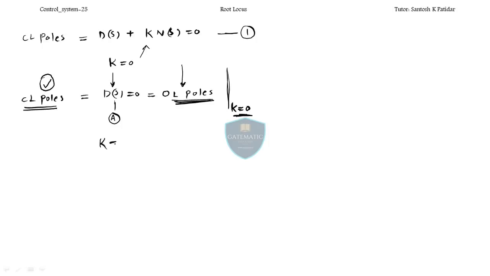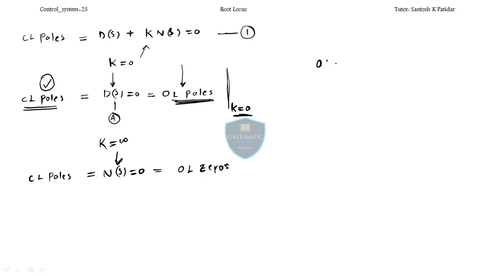Now if you consider k equal to infinity, then what will happen? If k equal to infinity over here, in this case you will get ns equal to 0. Infinity you can write as 1 by 0. 0 will multiply with ds, so we will remain with ns equal to 0. So this is nothing but your closed loop poles always, because this is equation 1, closed loop poles. In that equation you put k equal to infinity, you will get ns equal to 0, and ns is nothing but the open loop zeros, isn't it?